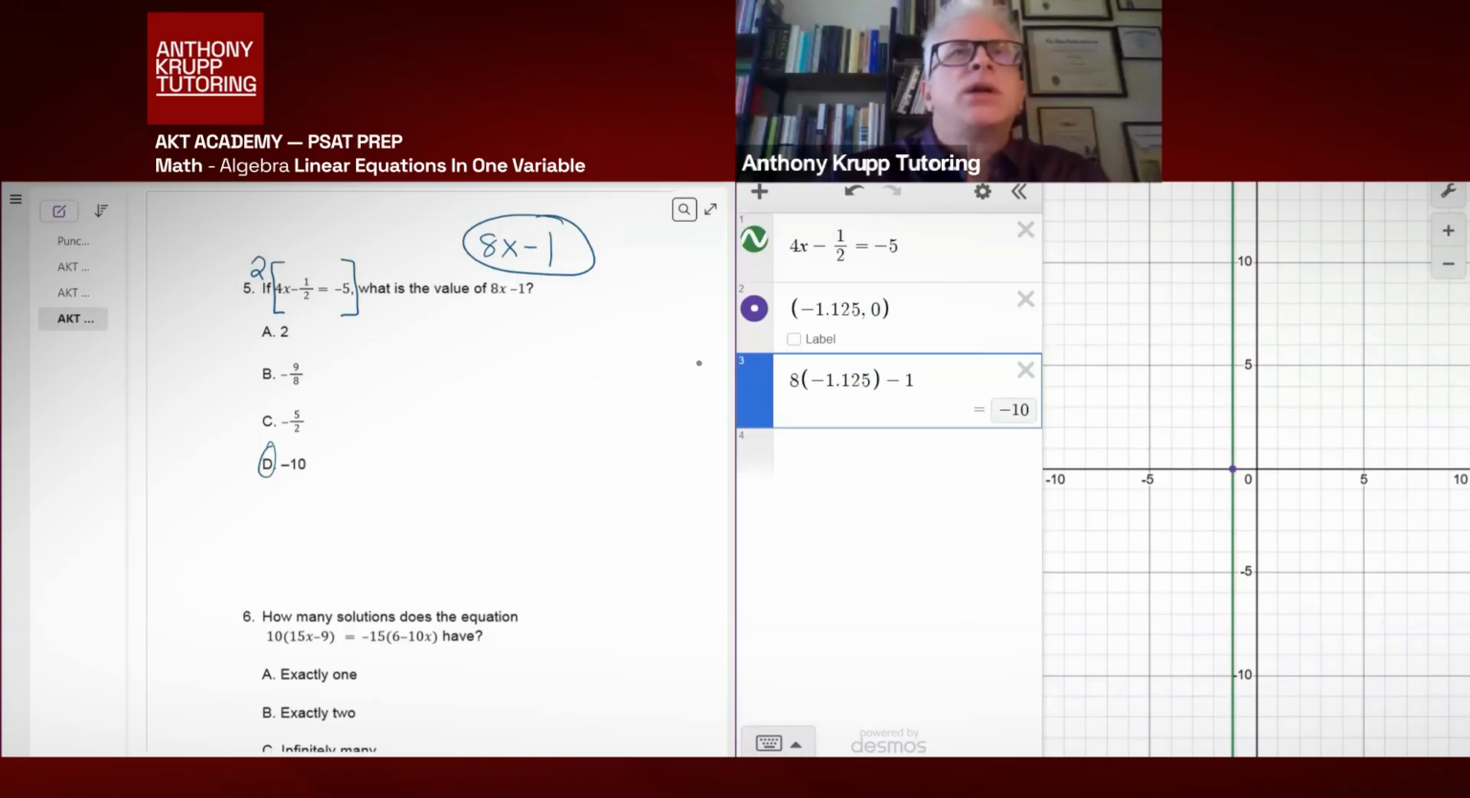I'm pretty sure it's 2 times -5, right? Again, 2 times the 4 gives you the 8. 2 times the -1/2 gives you the -1. And 2 times -5 gives you -10. So if you see it, that might be fast. If you don't, Desmos is very fast too. Great. Love it.